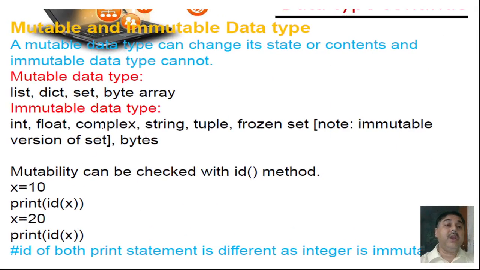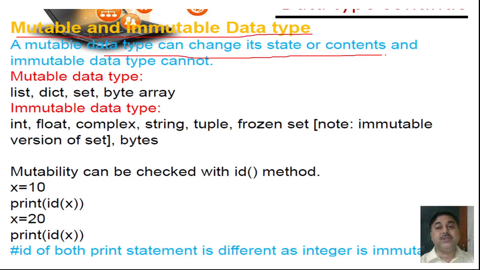So when we have different types of data types, what do we have? We have mutable and immutable data types. A mutable data type is a data type that can change its state or content, and immutable cannot change. Mutable means it can change its content, like list, dictionary, set, byte array. These are data types that can change their state or content.